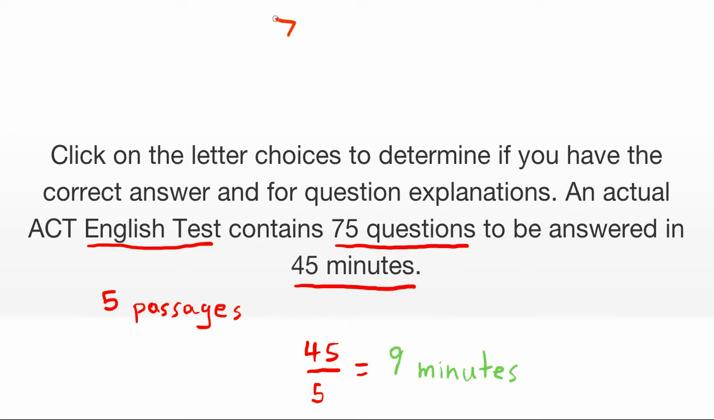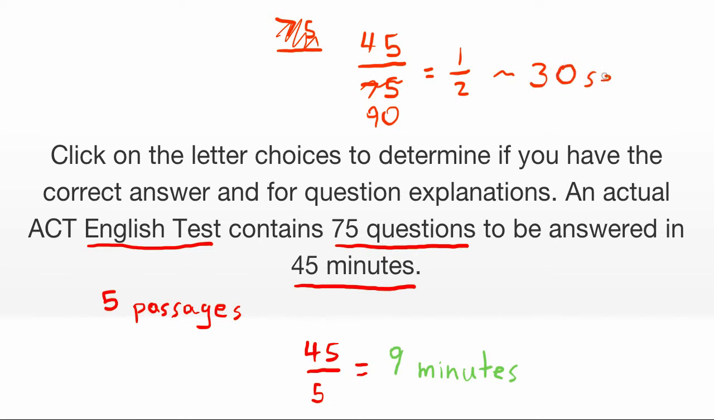In this case it'd be 45 minutes divided by 75 questions. And if we go ahead and just round this up to 90, for instance, then this is about a half a minute per question, or somewhere in the ballpark of about 30 seconds. So when you're taking your exam and you have your timer running, just make sure that you're progressing through as fast as you're expected to. About 9 minutes per passage, about 30 seconds per problem.